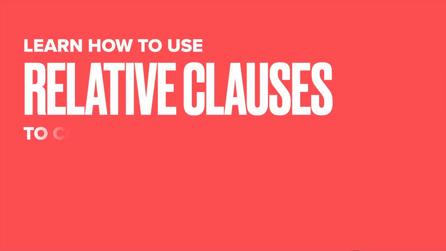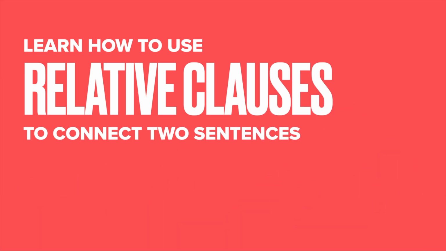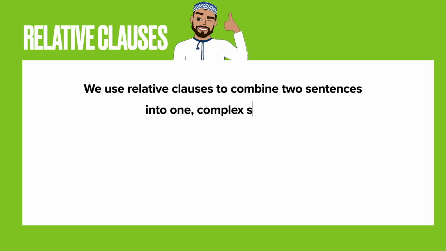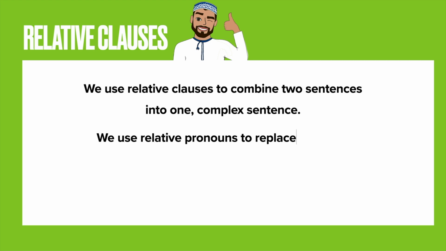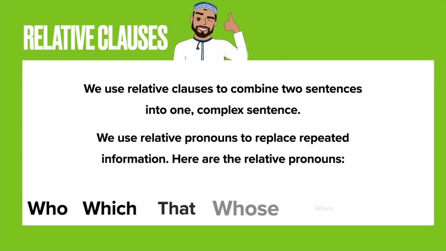In this video, we are going to learn how to use relative clauses to connect two sentences. Exciting. So, what are relative clauses? Well, we use relative clauses to combine two sentences into one complex sentence. And we use relative pronouns to replace repeated information in those two sentences. Here are the relative pronouns we will look at today: who, which, that, whose, where, and when.